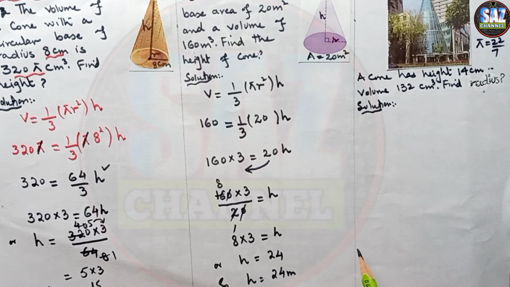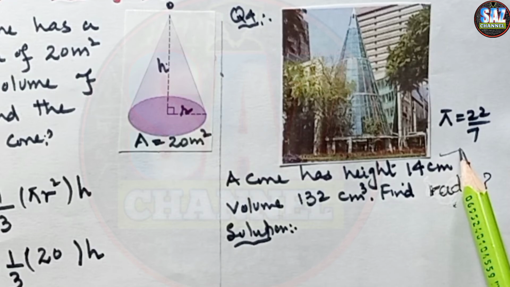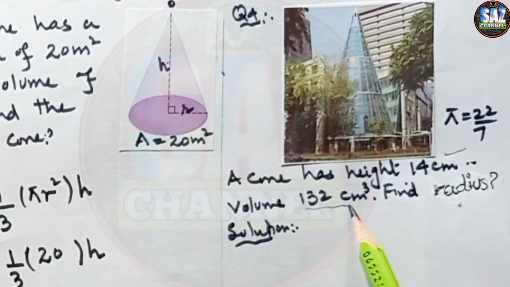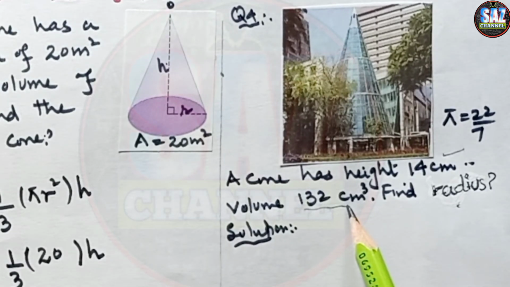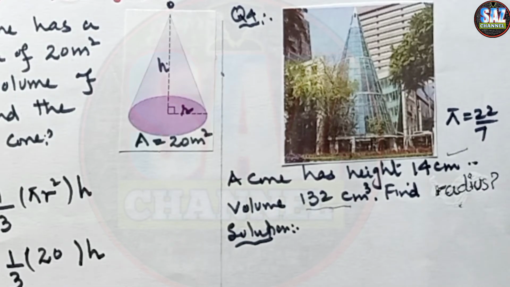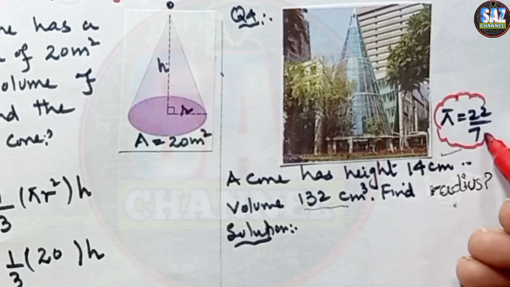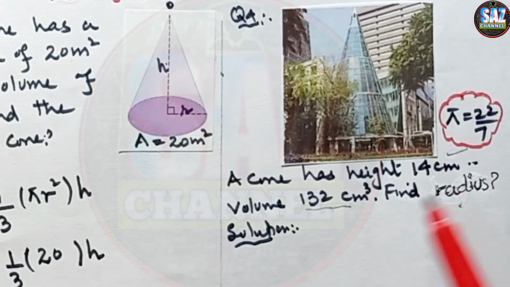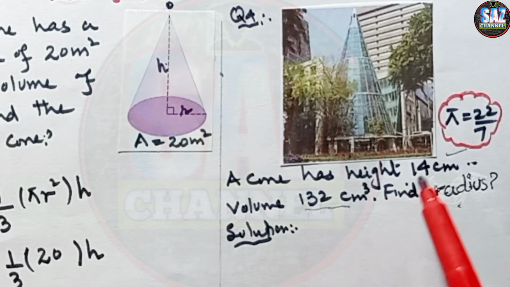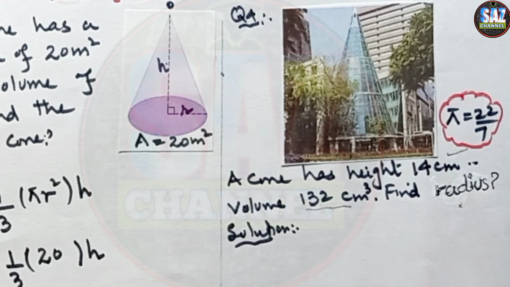Moving to question number 4, and question 4 says a cone has the height of 14 centimeters and volume is 132 centimeter cube. We have to find the radius of the circular base, and we have to take the value of pi as 22 by 7. We must follow the instructions which are given in the question, otherwise we will be in trouble. So we can see the volume is given, the height is given, and we have to find the value of the base radius. Okay, so let's move to the solution of the question.